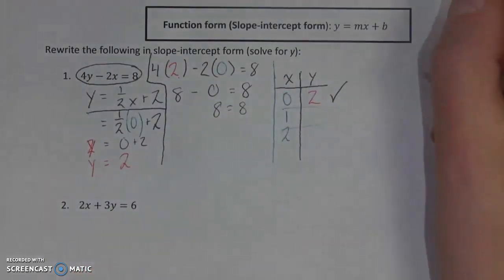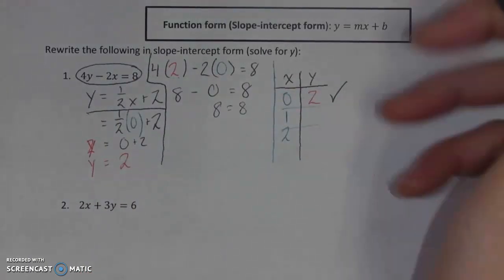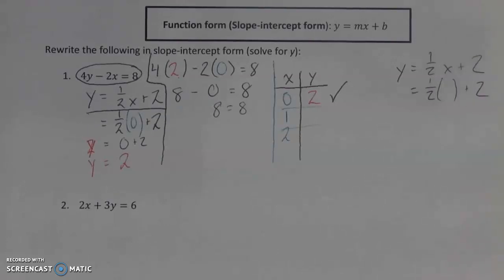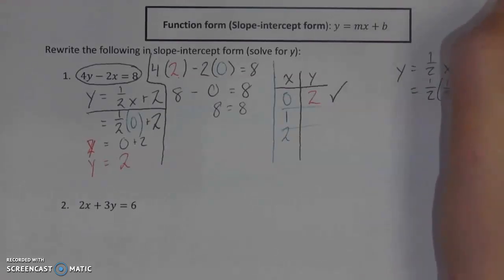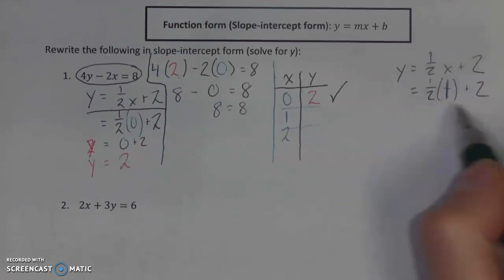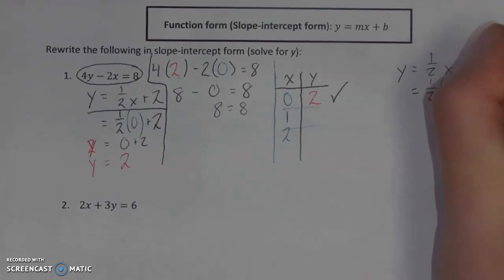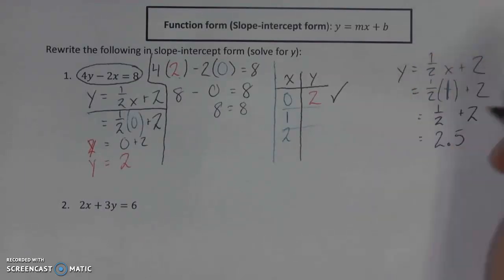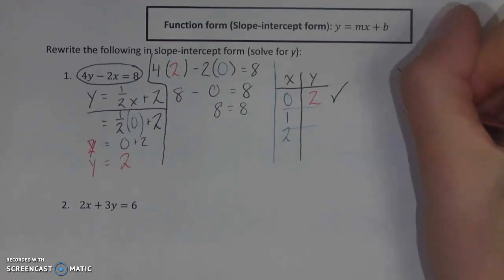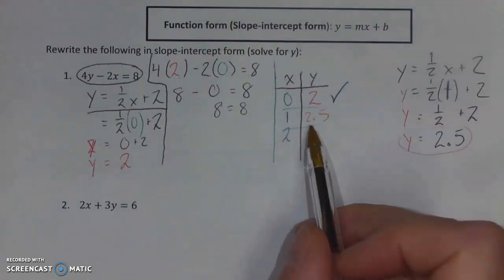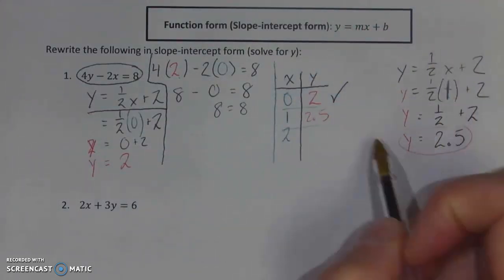So when I have my y equals 1/2 x plus 2, I'm going to substitute in the x value that I want, which is, in this case, 1. And I'm going to solve. So 1/2 times 1 is just 1/2. And if I add 2 to that, I get an answer of 2.5. And on the other side, of course, I just have y. So that means that y is equal to 2.5. And I can fill that into my chart. So again, I'm seeing what happens when x is equal to that.